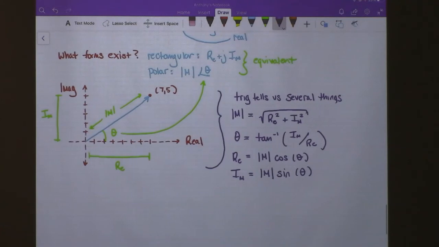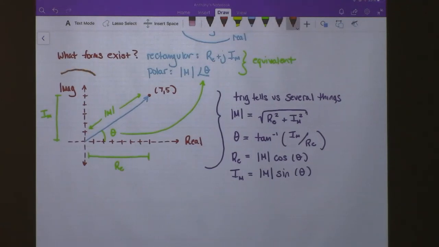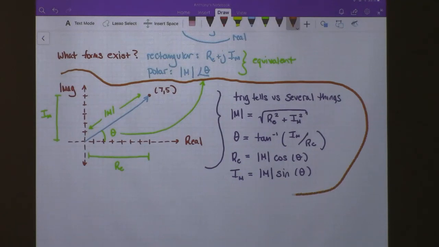Right, so all this here included in the orange is simply just a callback to stuff that you should have learned in those classes.